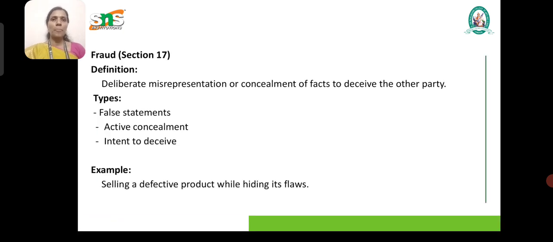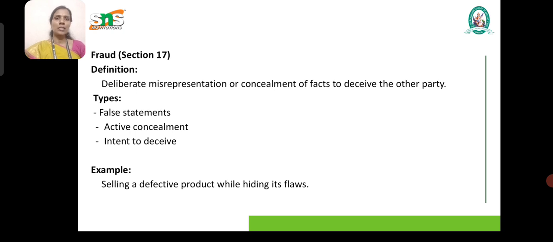Next one is fraud. What does fraud mean? All the illegal activities are included in fraud. If it is not a valid agreement, these things are included in the void agreements only. The definition for fraud is in section 17: misrepresentation or concealment of facts to deceive other parties.